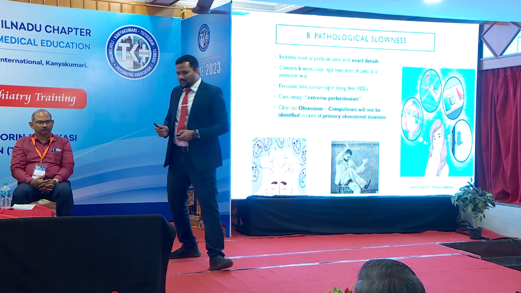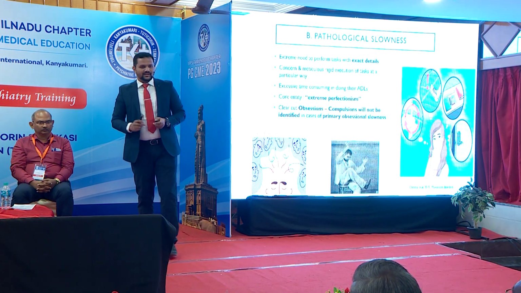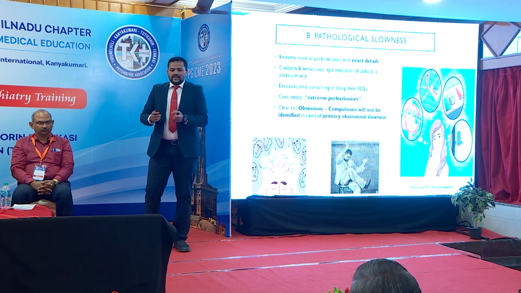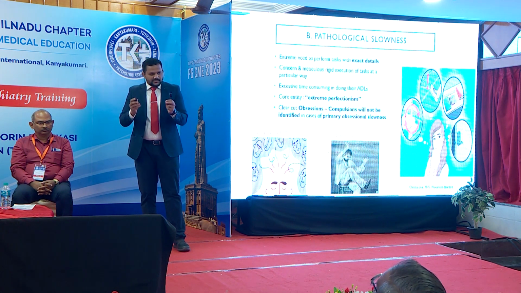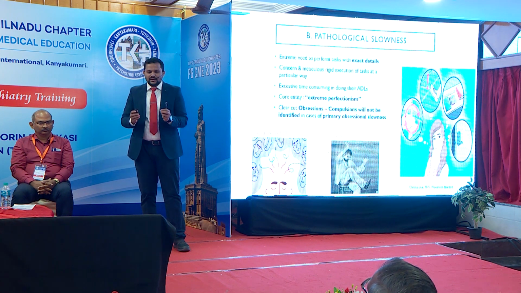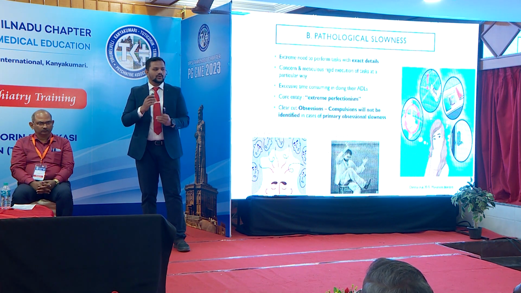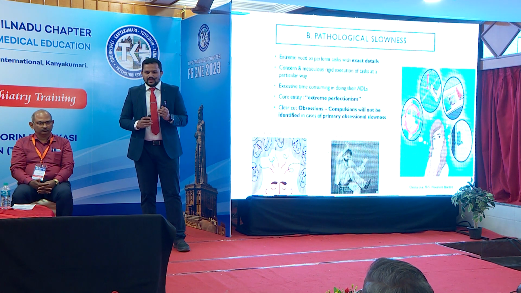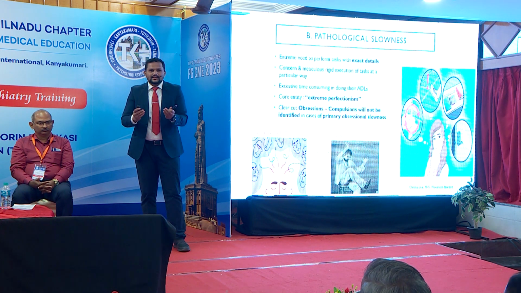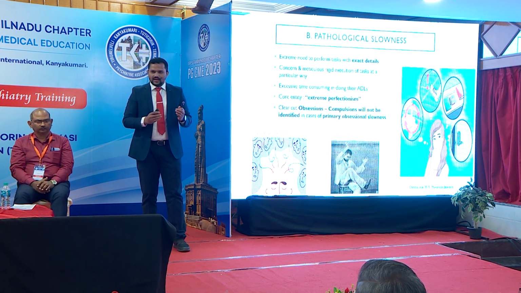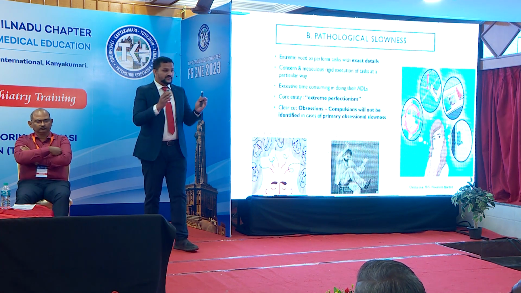Yeah, thank you. Now, the second confusion, the pathological slowness, is very easy to deconstruct. In OCD, there will be the primary obsessional slowness, there will be an extreme need to perform the task with exact details. So they will do the task in a very structured and slow way. Okay? The idea behind this is extreme perfectionism. So they are doing the task at a slow pace. This is the pattern of primary obsessional slowness.